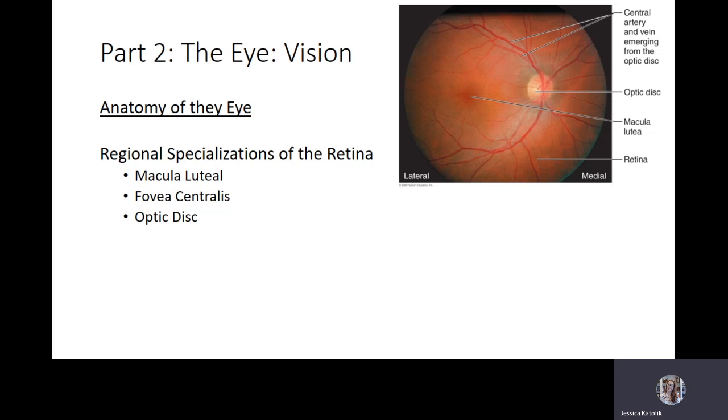Another structure that we see over here is the optic disc. The optic disc is going to be a collection of the axons from the ganglion cells, and that will be the first part of the optic nerve. In that region, there are no photoreceptors. So each of our eyes actually has a blind spot.